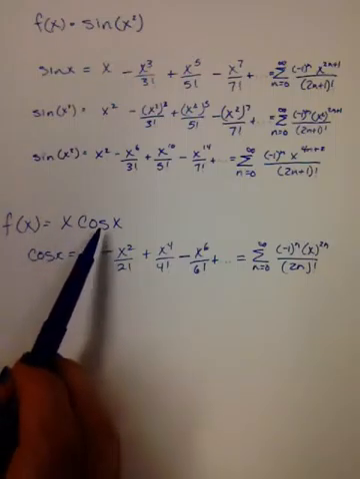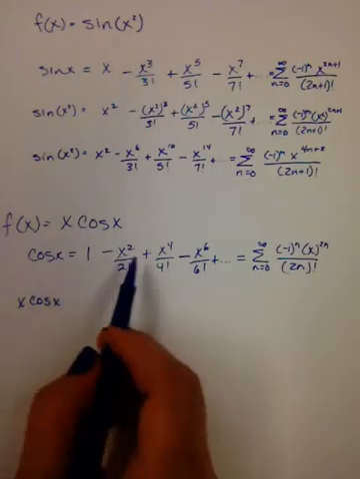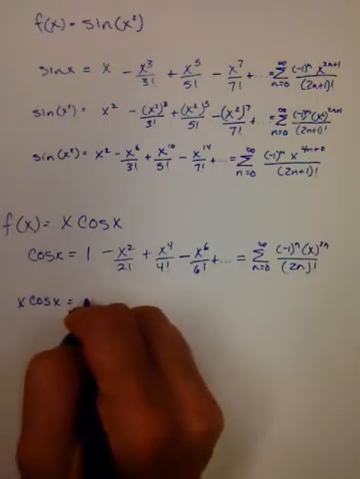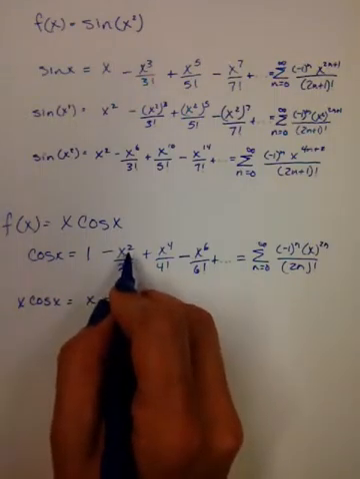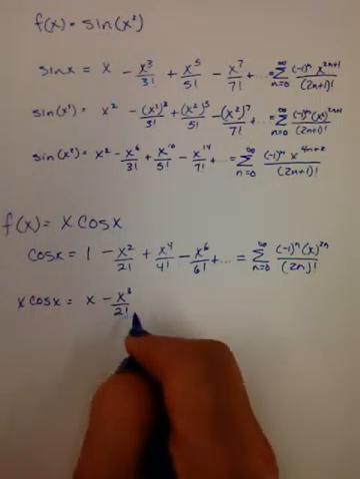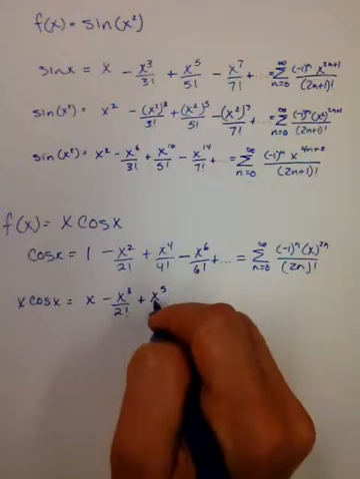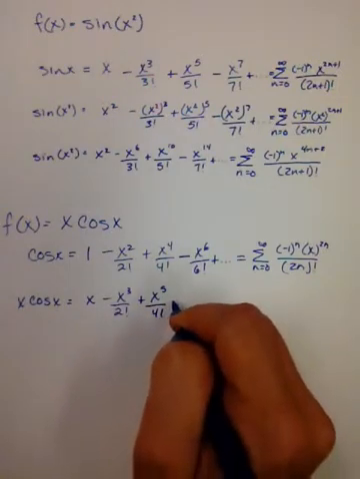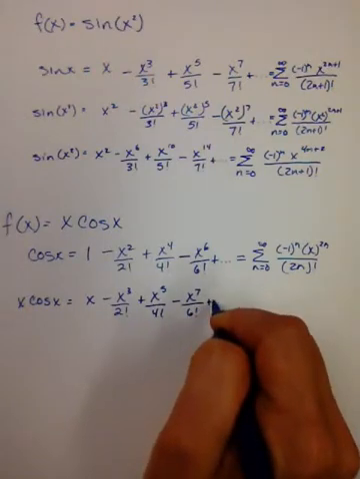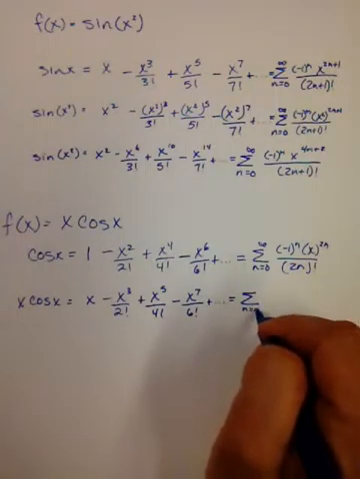So if I want x cosine x, I'm very simply going to multiply everything term by term by an x. So instead of 1, this is x. Instead of x squared, times x is x to the 3rd, but the 2 factorial stays the same. This will now be plus x to the 5th over 4 factorial, minus x to the 7th over 6 factorial, equals the sum from n equals 0 to infinity.